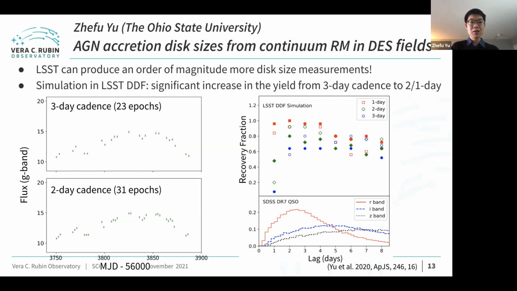And for those sources, if we change the observation cadence in the DDF from 3 days to 2 days or 1 day, then we can significantly improve the yield of disk size measurements on those fields, as shown in the upper panel. And this result also agrees with the requirements for some high cadence in the AGN cadence notes discussed by Neil in the previous session. Okay, that's it for my results. Thank you.